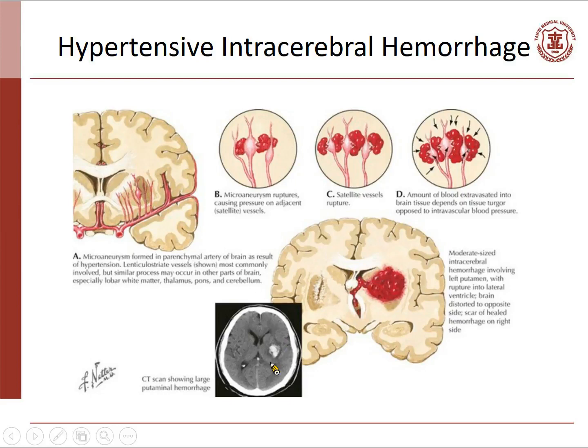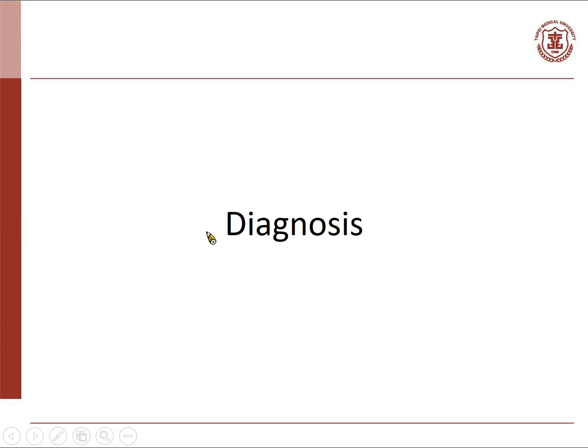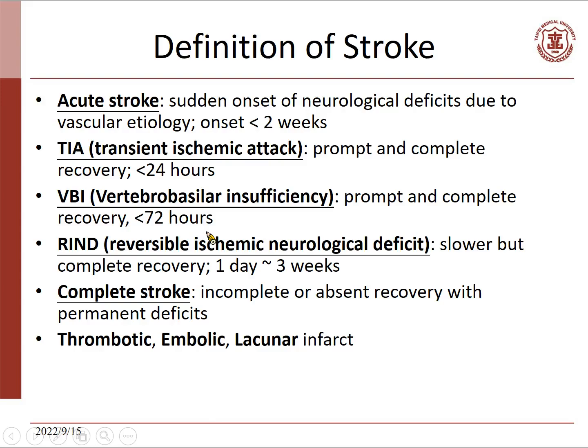The most common cerebral hemorrhage occurs in the basal ganglia, about 35% in the basal ganglia area and about 20% in the thalamus. So how about the diagnosis?